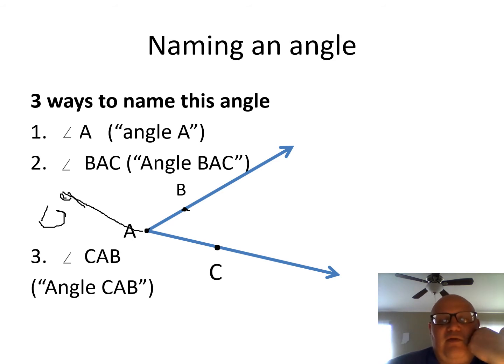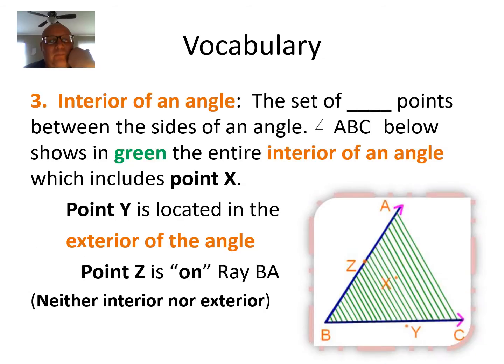You're talking about this angle here, or you're talking about this. So that's why you have to use 3 letters sometimes: angle BAC or angle CAB. But if it's just a drawing where there isn't any other pictures involved, then you could call that angle A, and everybody knows what you're talking about. All right, that little disclaimer.